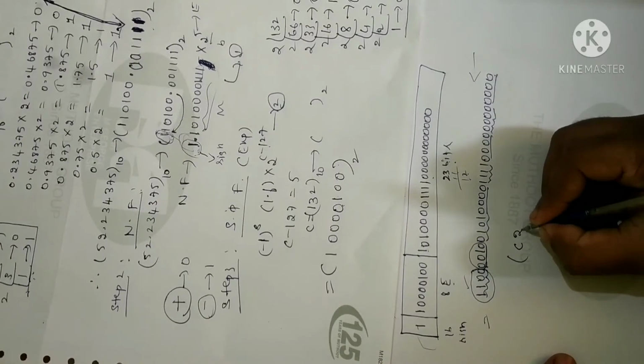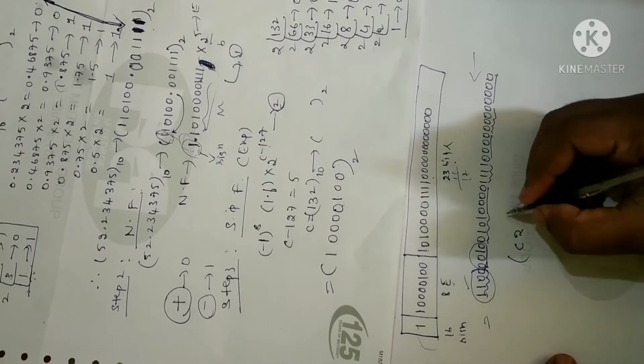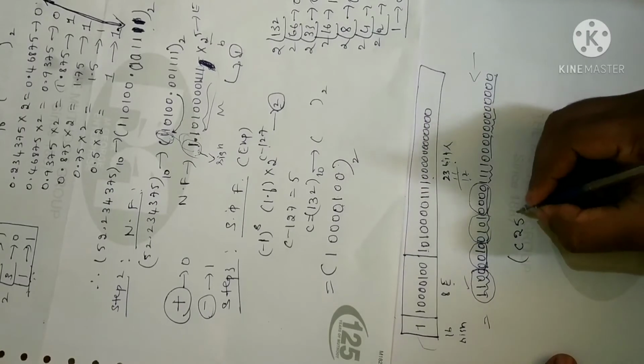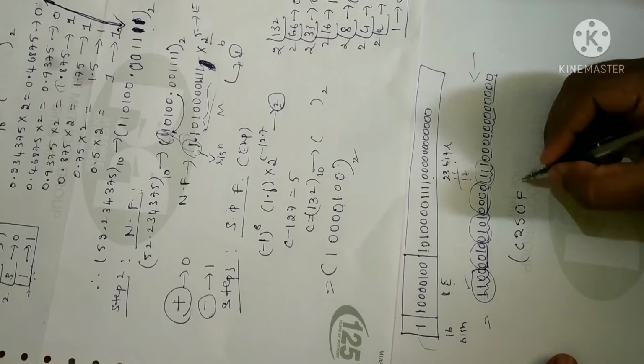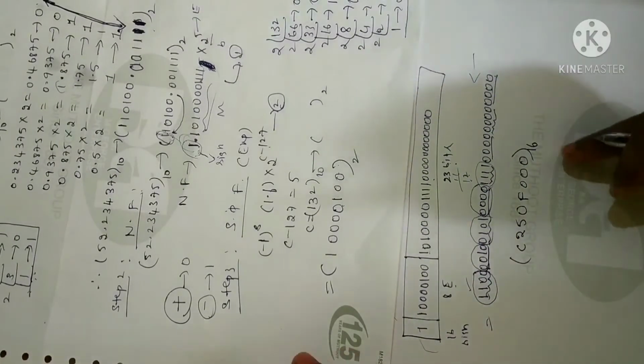0010, if you want, you can cross check. Again 0101 will be equivalent to 5. Again 4 zeros will be equivalent to 0. Again 4 ones will be equivalent to F. Again the remaining bits will be 0. Fine. This is the corresponding hexadecimal number.